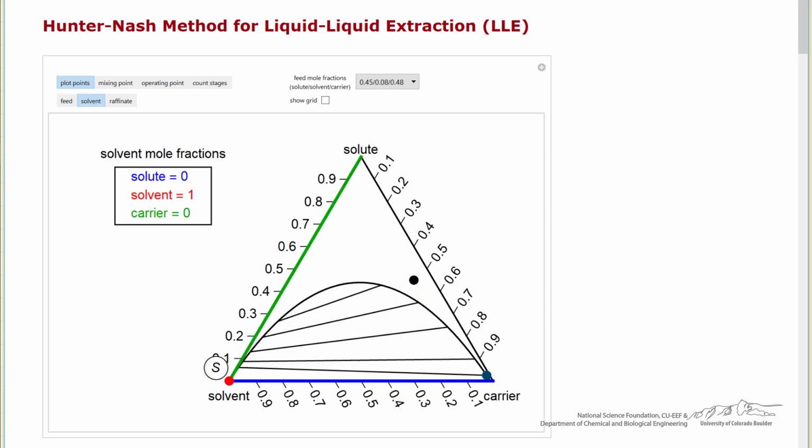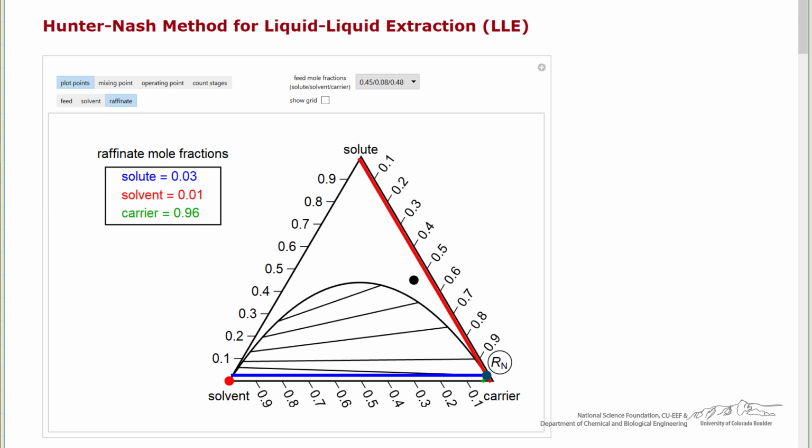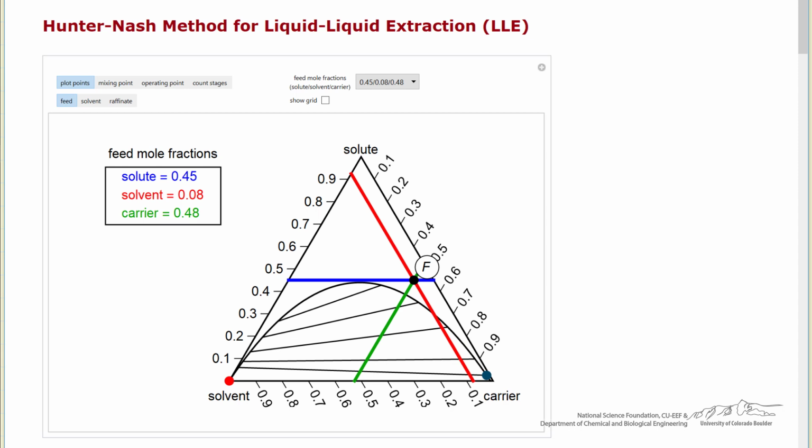The solvent is pure solvent, so that's located at the corner, and the raffinate is what we specify of the composition we want to have leaving. Now, a couple things that are specified is that the flow rate, F, is 1,000 kilograms per hour, and the flow rate for the solvent is 1,500 kilograms per hour. So the idea of the simulation now, let's go back to feed.